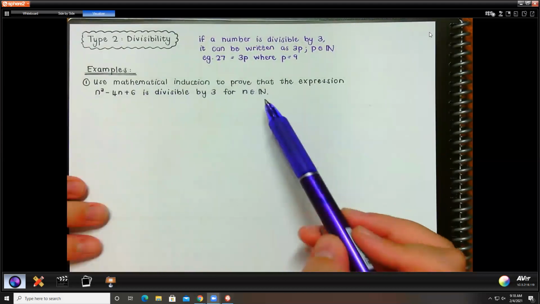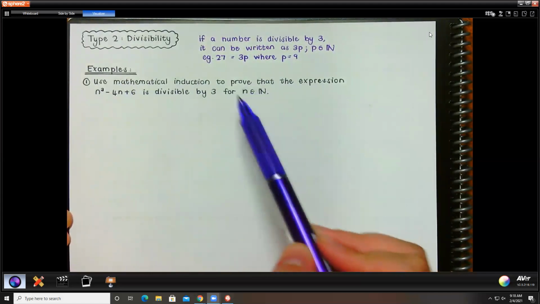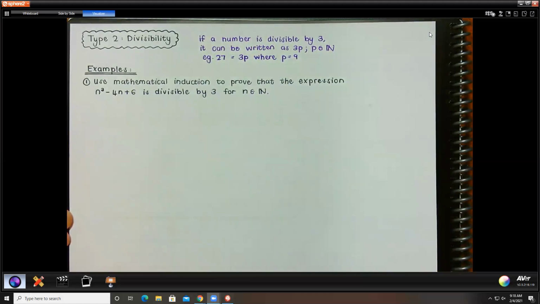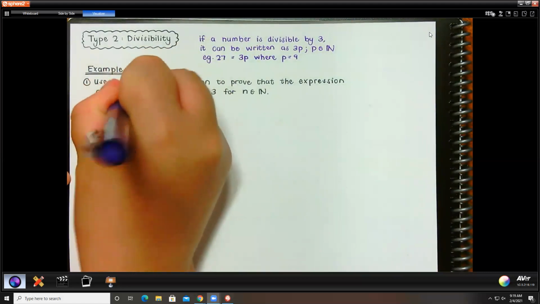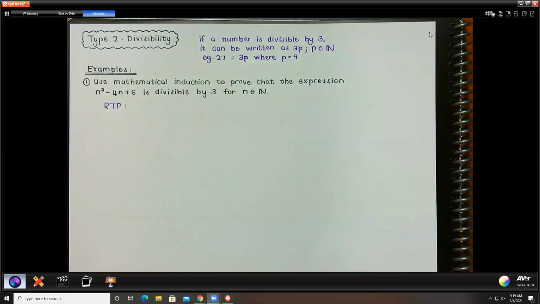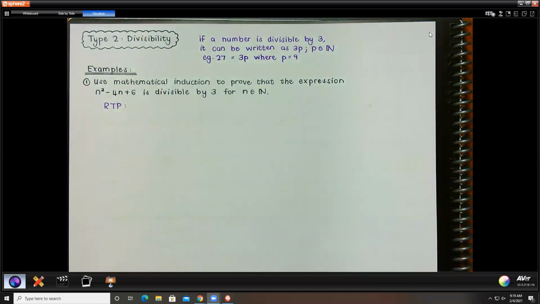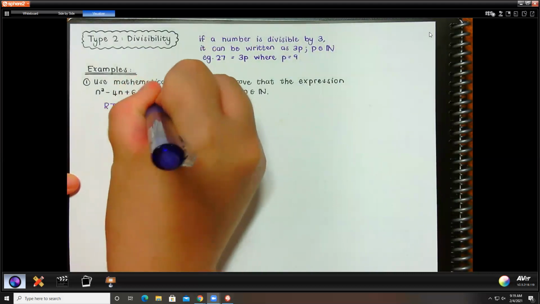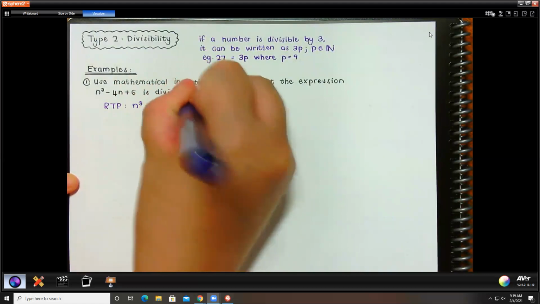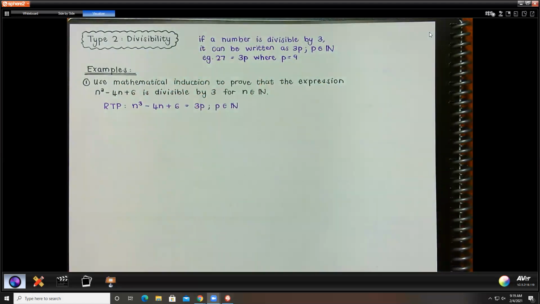Use mathematical induction to prove that the expression n cubed minus 4n plus 6 is divisible by 3 for n an element of natural numbers. So step 1, we're going to write down required to prove. Remember, the required to prove part is where we need to rewrite what is written here: this expression is divisible by 3. We need to rewrite that in mathematical terms. So we're going to say n cubed minus 4n plus 6 is equal to 3p, where p represents any natural number. That is what we need to prove.